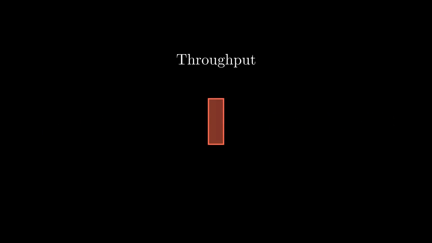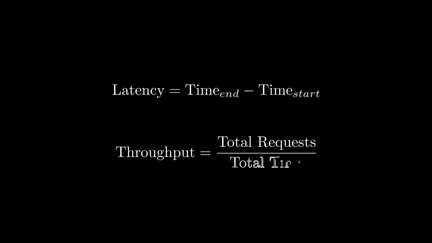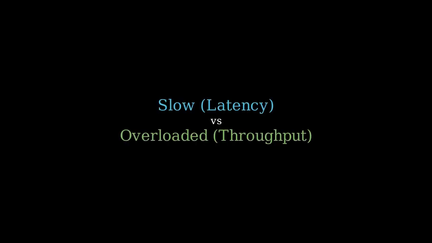To calculate these, remember that latency is the end time minus the start time, while throughput is the total number of requests divided by that total time. When you look at a single request, that delay is your latency. But when you look at a box full of many requests hitting your system at once, that is your throughput. It's the difference between feeling like you are waiting in line and feeling like the entire entrance is completely overwhelmed.